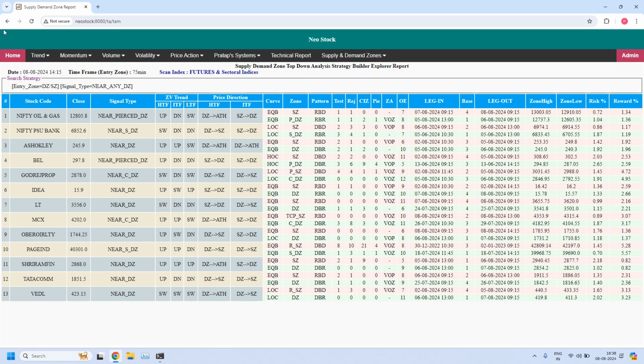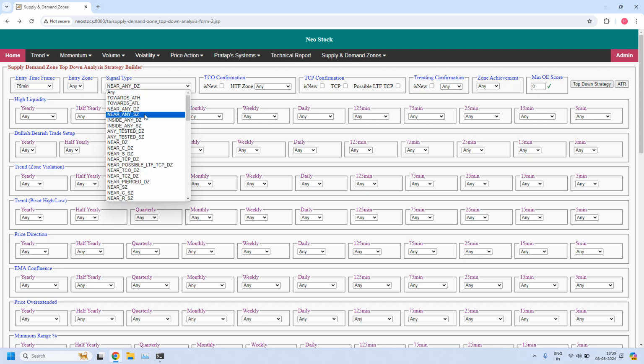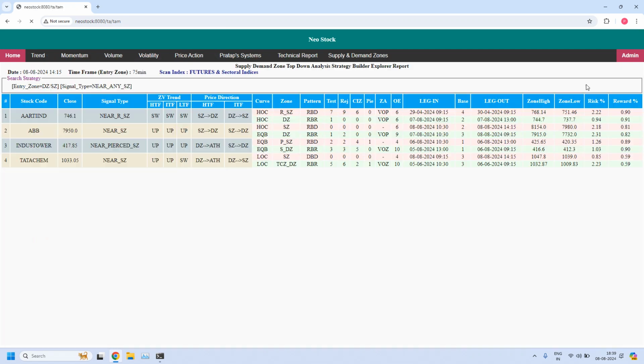Okay, next report. For 75 minutes time frame, let us find the stocks near 75 minutes supply zone. 4 stocks are filtered. Aarti Industries is a high liquidity 75 minute supply zone, already tested 7 times, 9 rejections from this zone. So you should look for a fresh fine-tuned 5 minute zone. That's it. We have only one high liquidity 75 minute supply zone from this list.